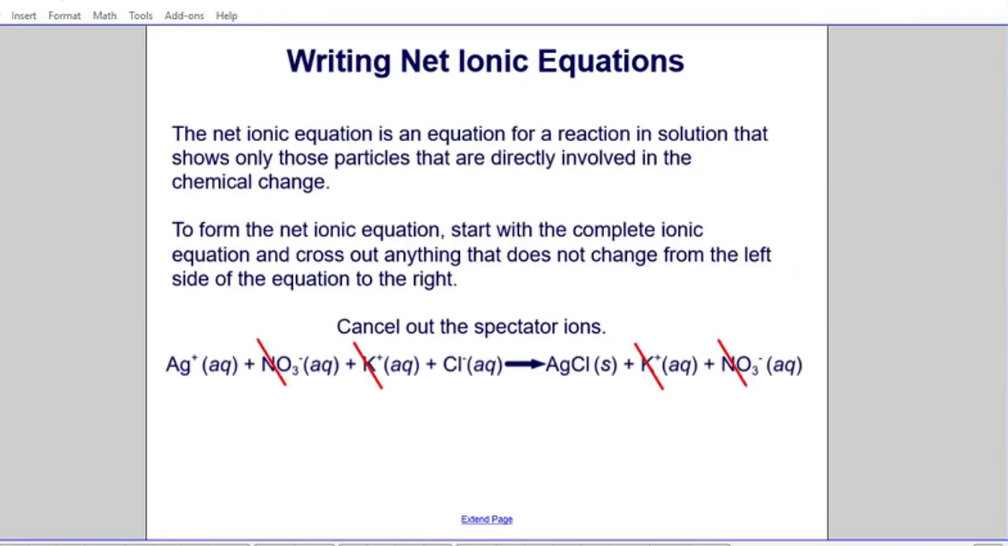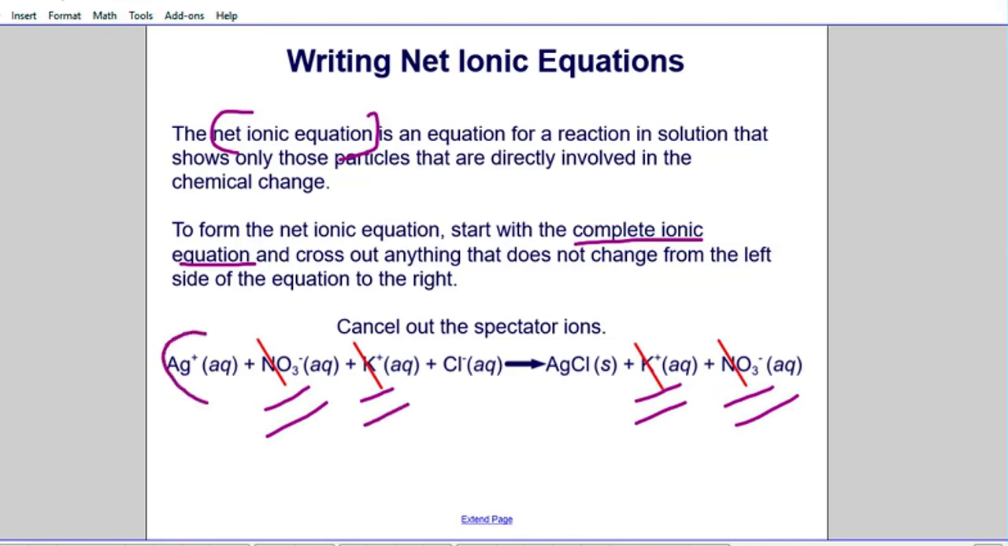Summarizing, the net ionic equation, right here, is an equation for a reaction in solution that only shows the particles that are directly involved in the chemical change. We start with the complete ionic equation, which shows all the compounds disassociated into their ionic form, and you cross out anything that does not change from the left side of the equation to the right. So you're canceling like terms, right? There's the nitrate, same on both sides. Potassium, same on both sides. So you're left with silver, chlorine, and then silver chloride.